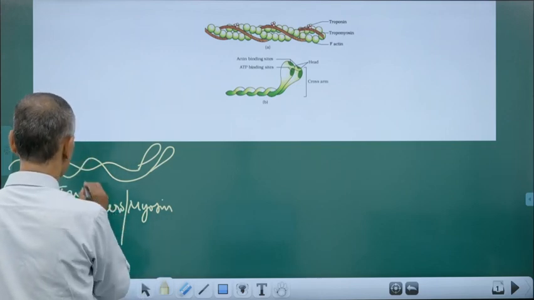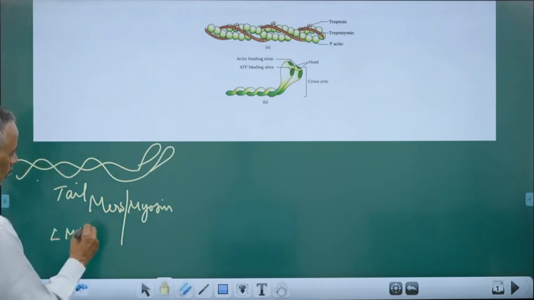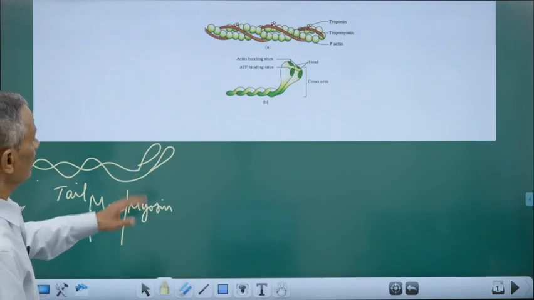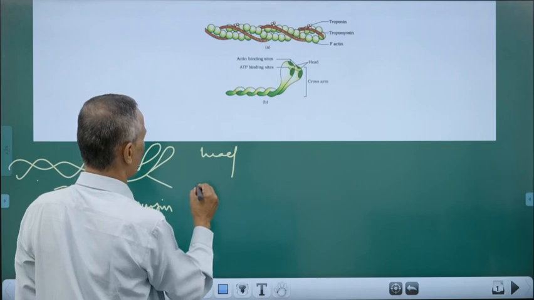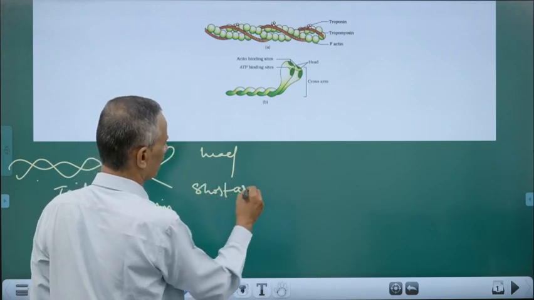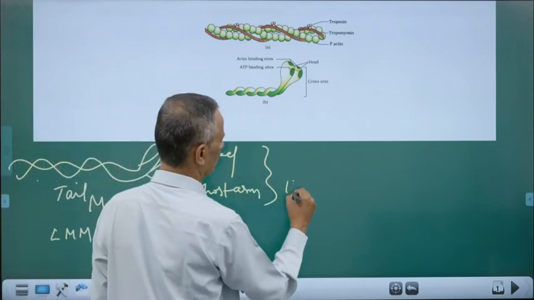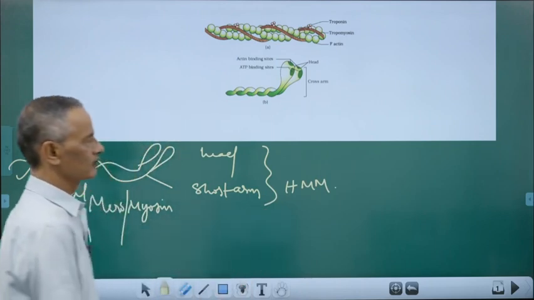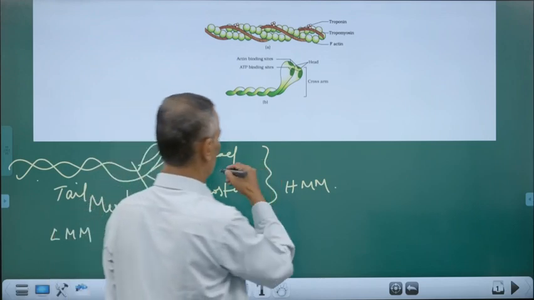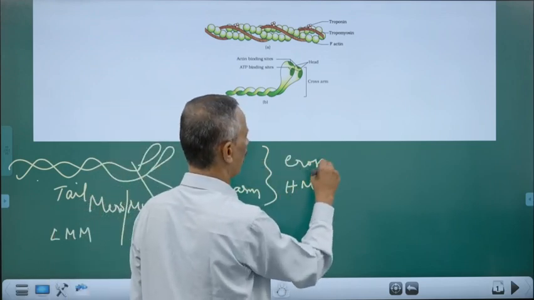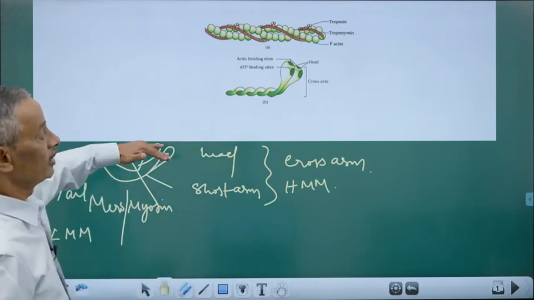a tail. This is made up of light meromyosin chains, and the head as well as the short arm. Head and short arm are made up of heavy meromyosin. This will be constituting the cross arm. Together they are called cross arm. They form the cross arm by which they are all connected to the thin filaments.